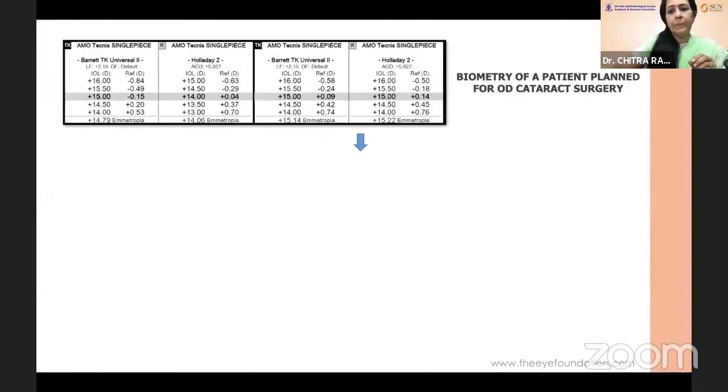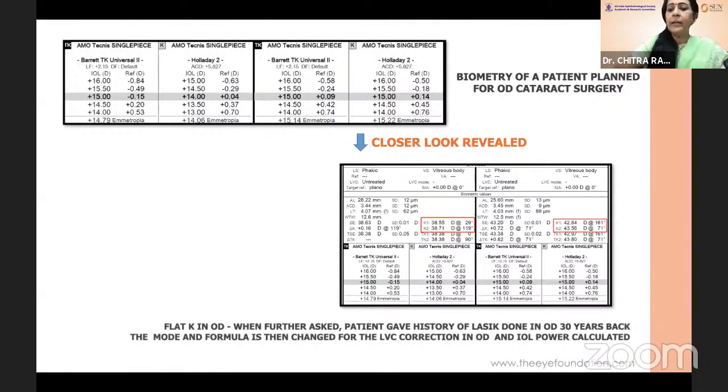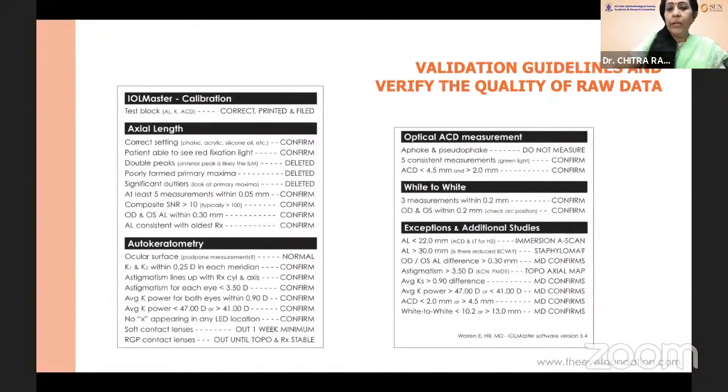Now, this was again another patient who came for a cataract surgery, but you need to do a closer look. And we found that the K values in the right eye were flatter compared to that of the left eye. And then the patient comes out with a history that they had done LASIK 30 years back. So then you need to immediately change the mode and the formulae for laser vision correction in the right eye. So these become important. It also becomes important to verify the quality of raw data, like if the astigmatism is more in one eye, is it some abnormal topography you're looking at, is the axial length measure more, or is it symmetric or asymmetric in both eyes?